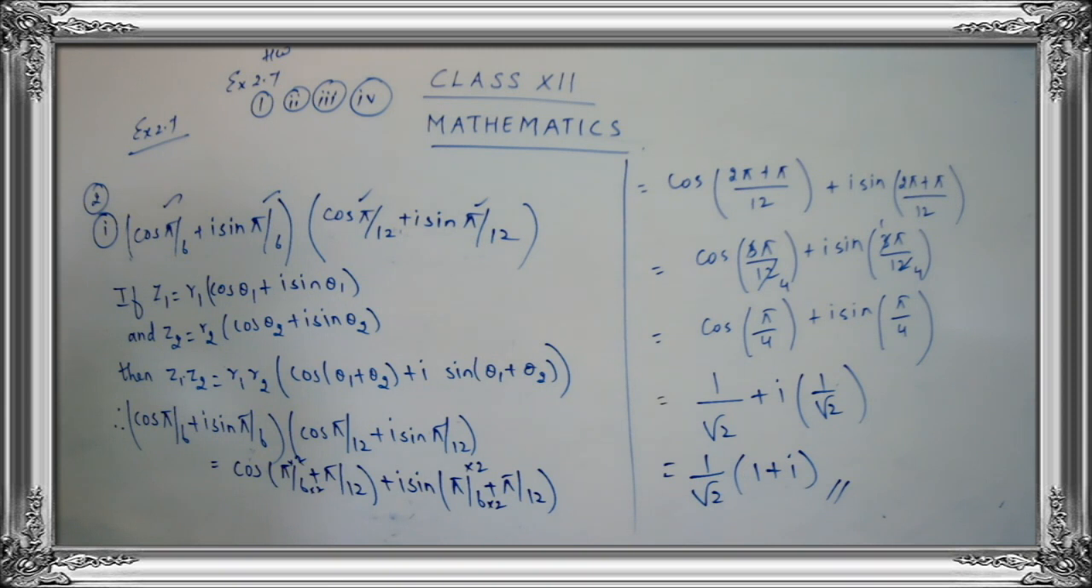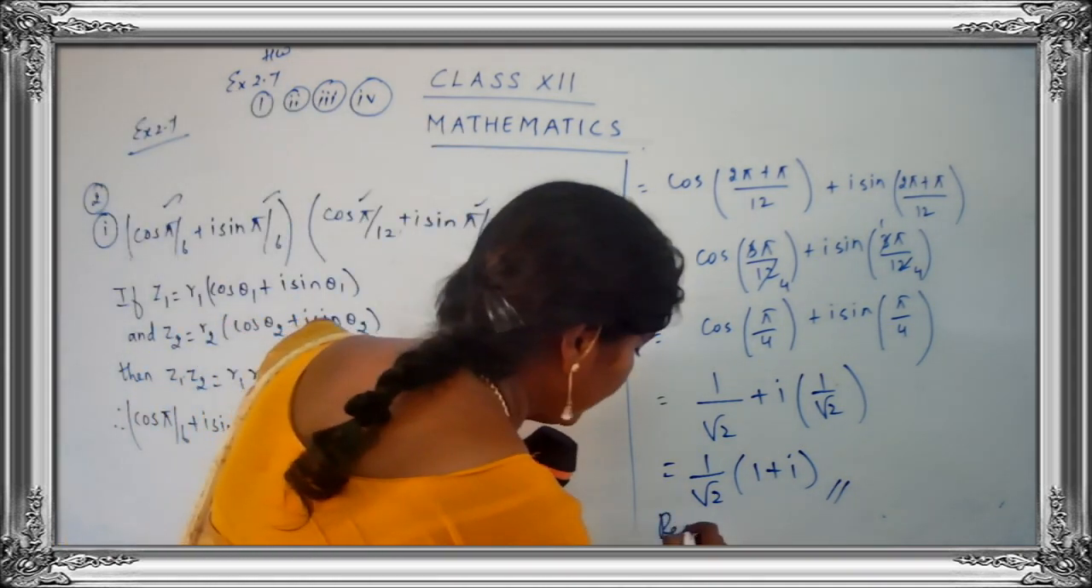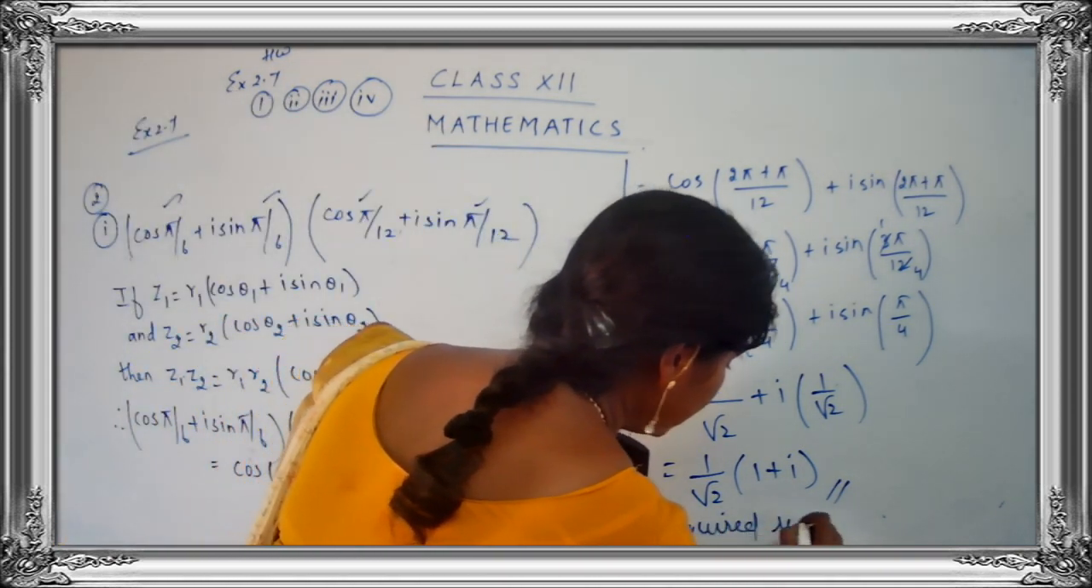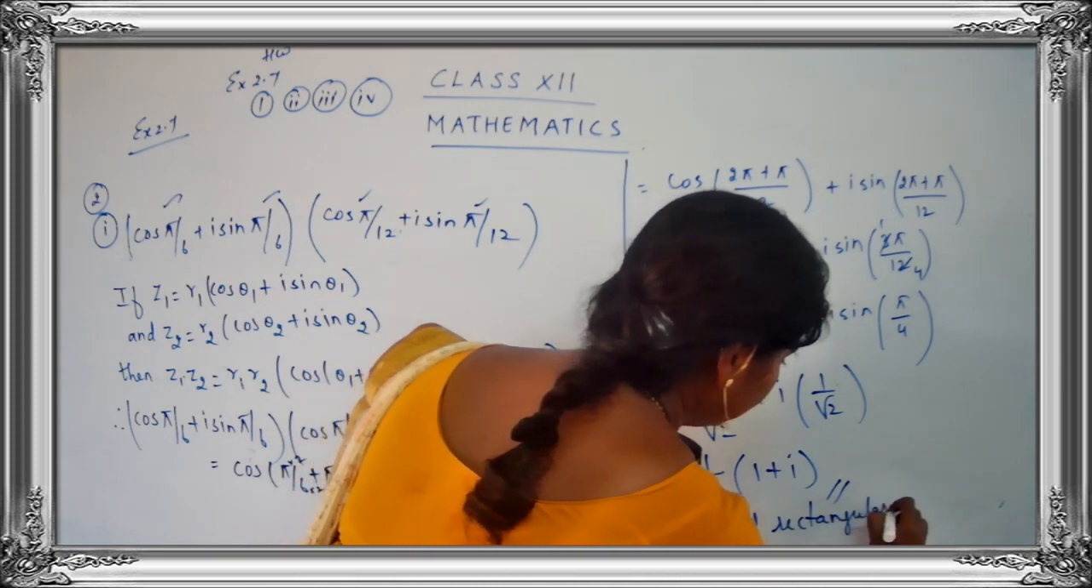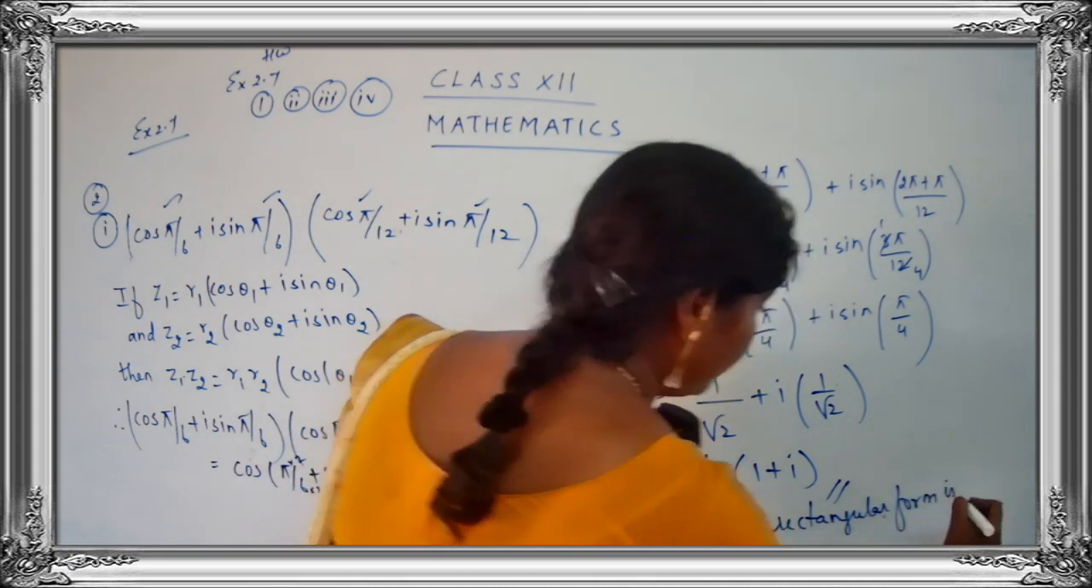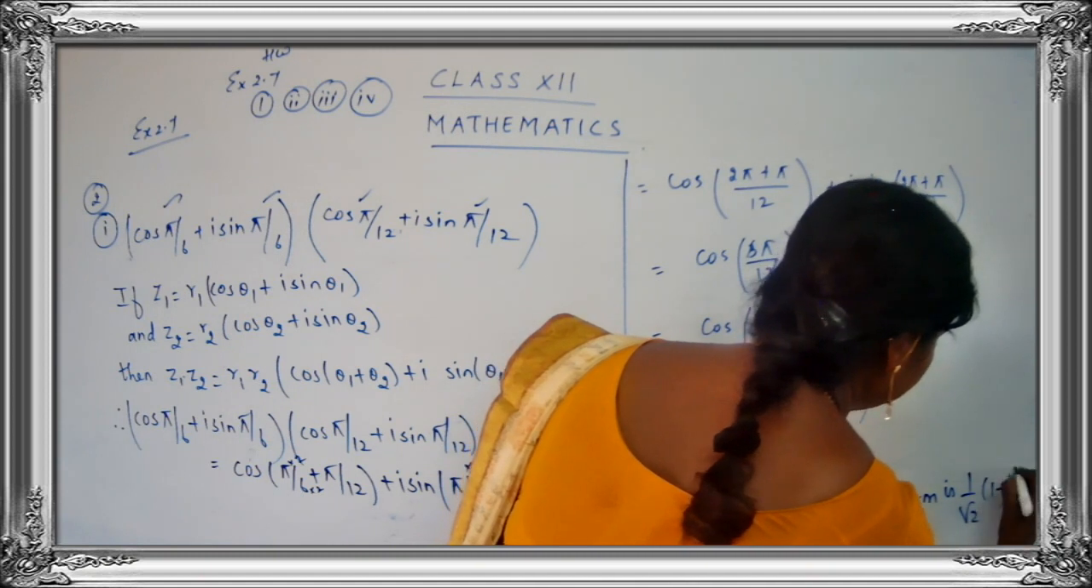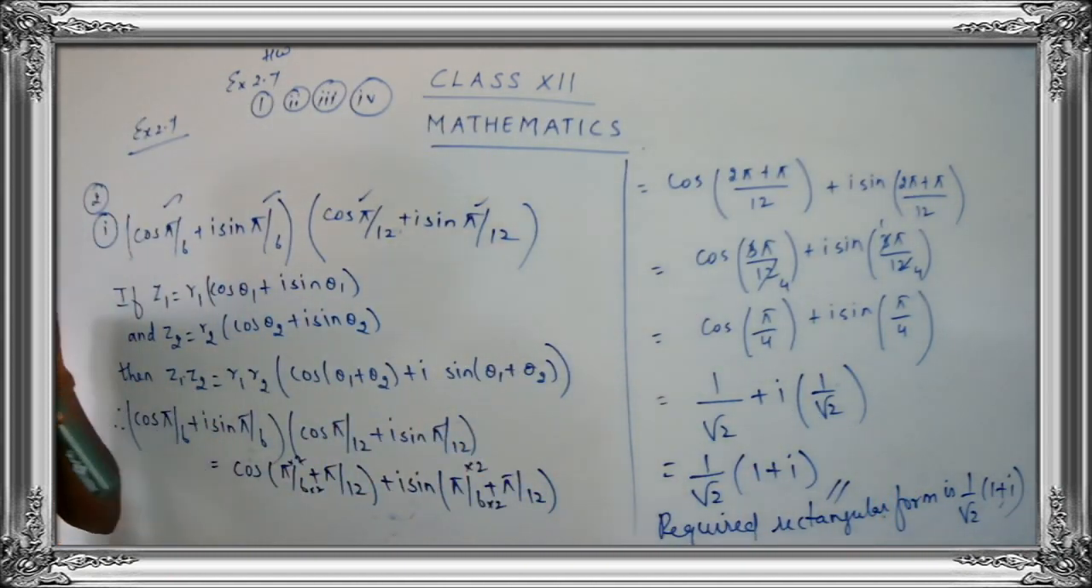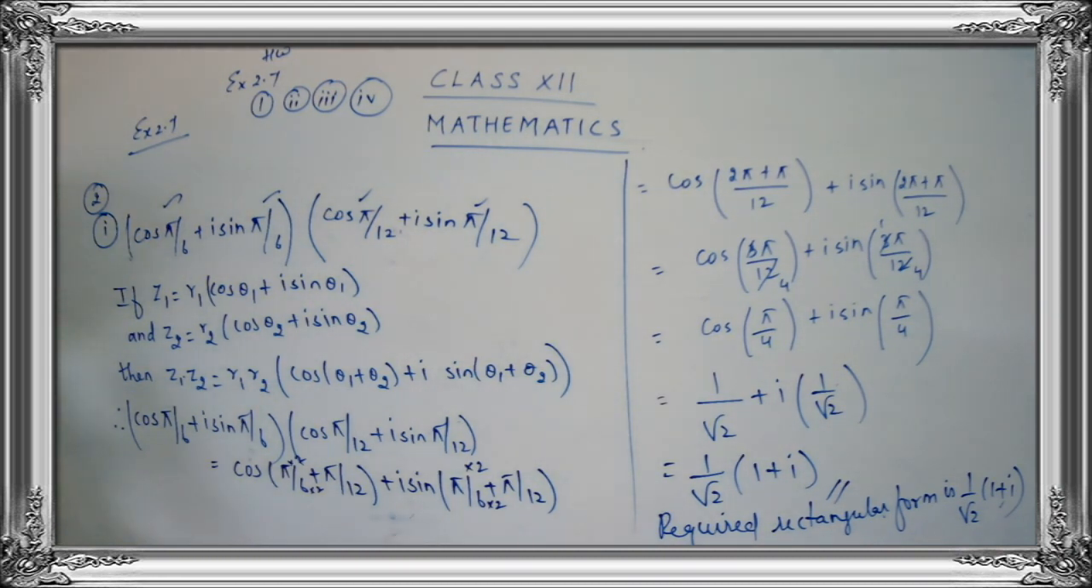So what is the answer? The answer is, therefore, the required rectangular form is 1 by root 2, 1 plus I. Required rectangular form is 1 by root 2, 1 plus I. Okay, I hope you are clear with the first sum. Yes, so in the first sum we have used the second property. We have used a property for multiplication.